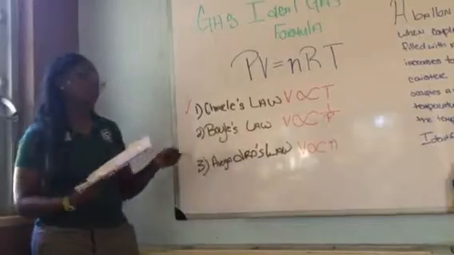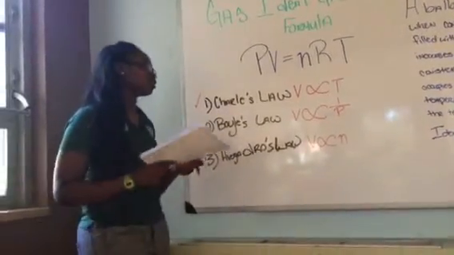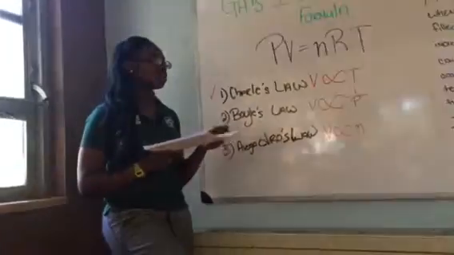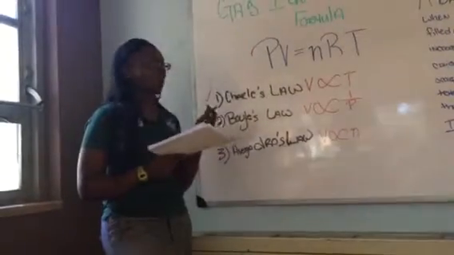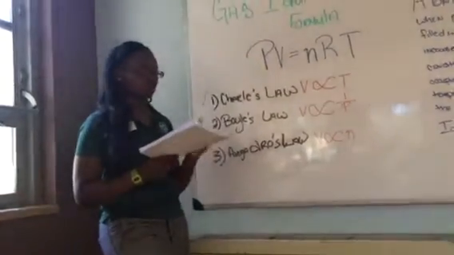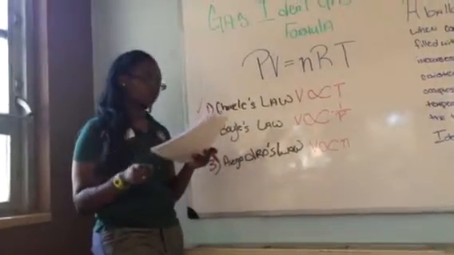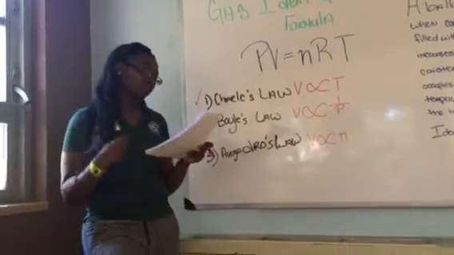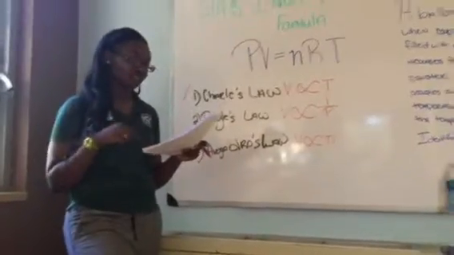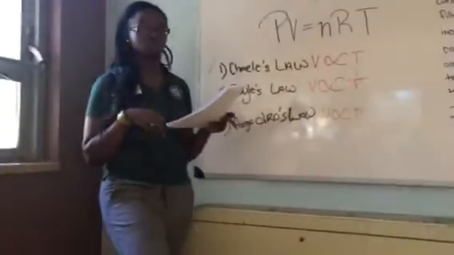Next law we'll talk about is Boyle's law, which basically states that volume is inversely proportional to pressure, meaning that V equals a constant times 1 over P. Basically, the volume of a fixed quantity of gas at constant temperature is inversely proportional to pressure.